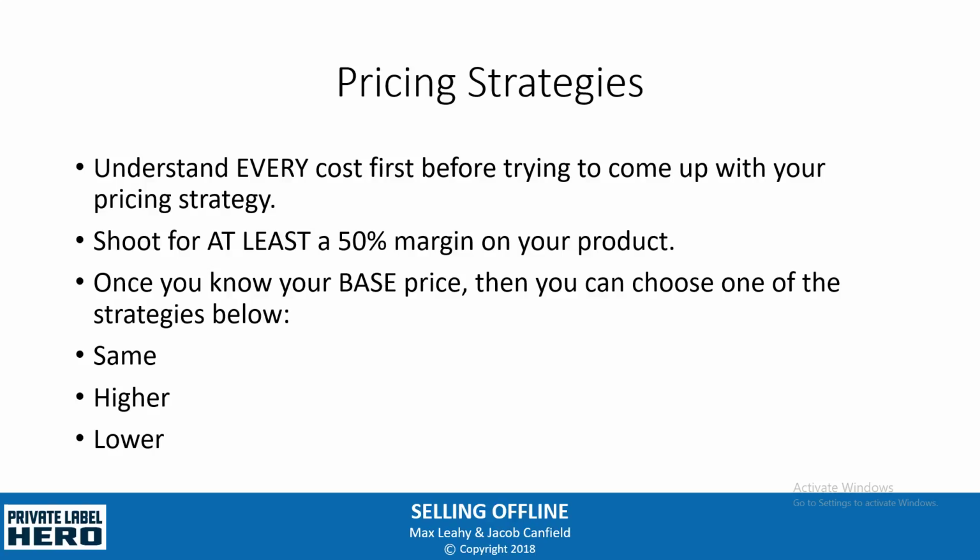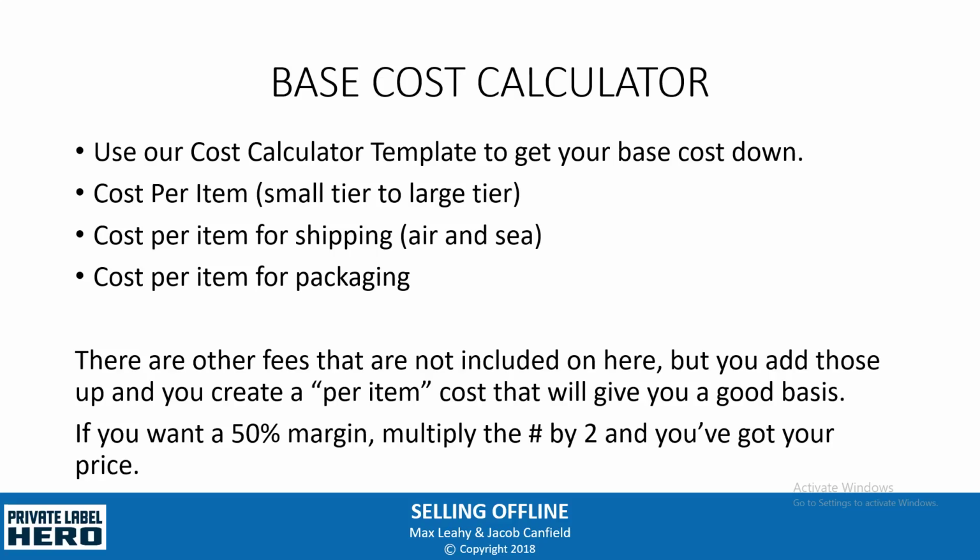Once you know your base price, then choose one of the strategies below: same price, higher price, or lower price. And we'll go into each one of these in detail. So use our base cost calculator template to get your base cost down. This isn't everything, but it usually consists of cost per item for shipping and cost per item for packaging. And shipping includes import fees, all the different taxes, and all the different things that go into that.